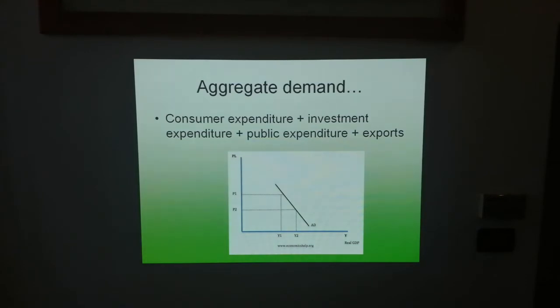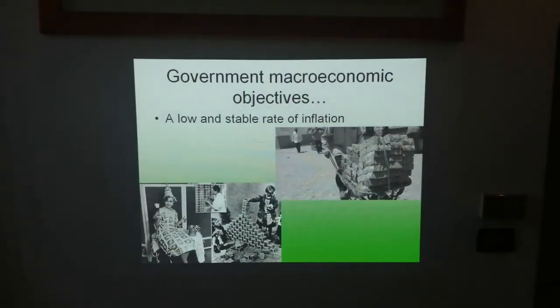Okay, very important. Now we're going to look at government macroeconomic objectives. These macroeconomic objectives will be what their economic policy is to reach. What are they trying to do in the economy? How are they trying to change our reality? What are their objectives, their goals?